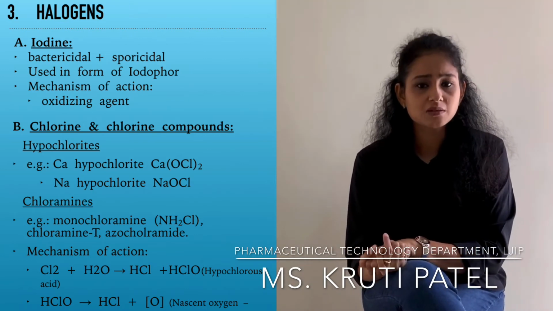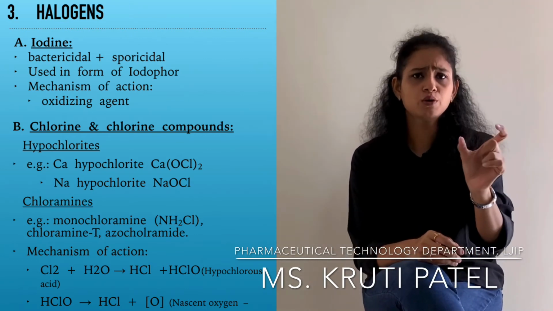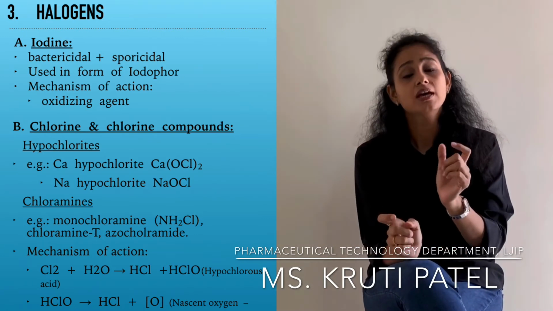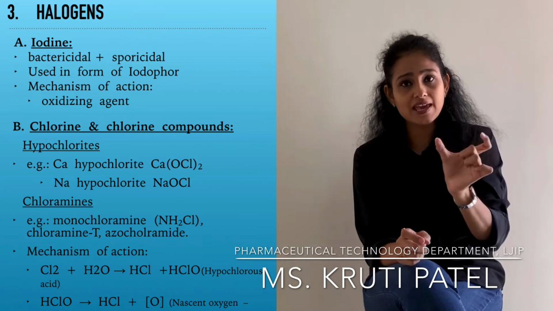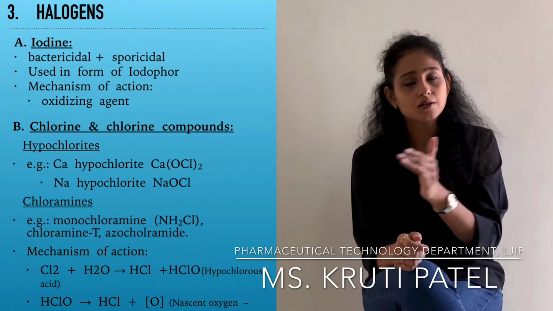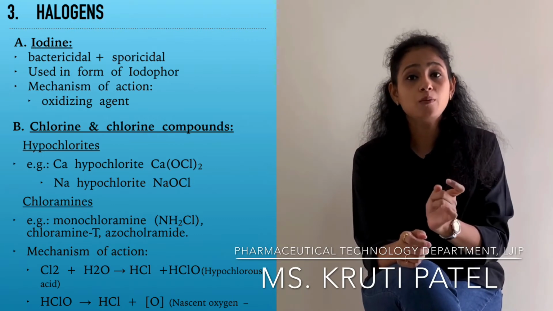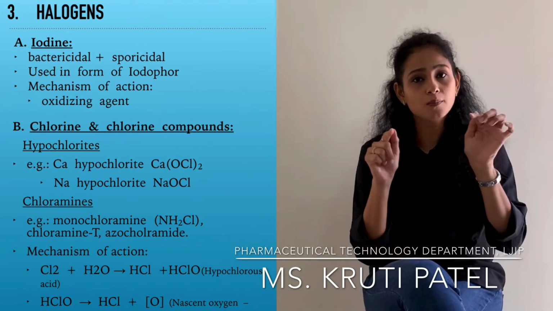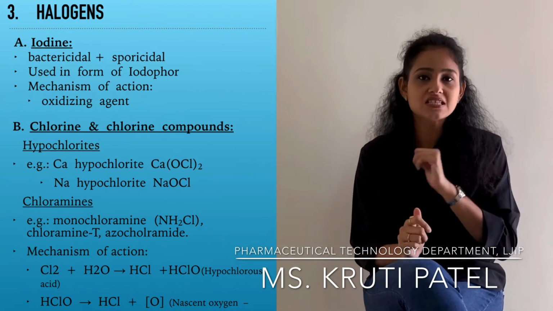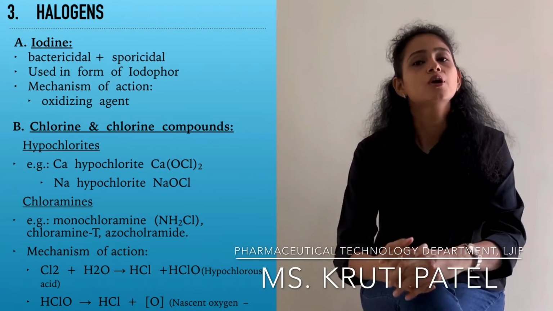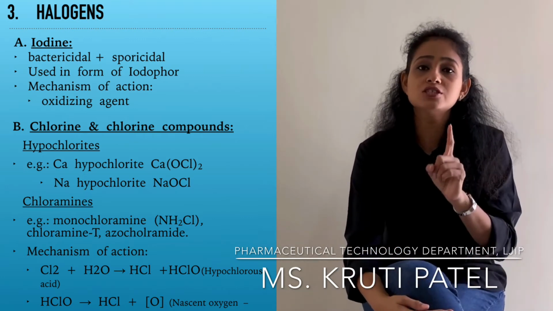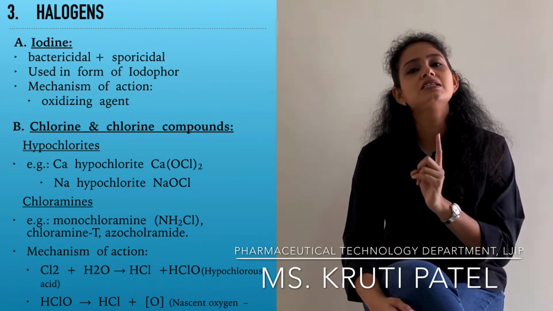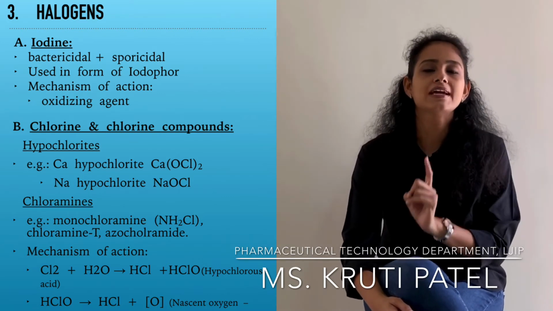If you look at the mechanism, what happens? The chlorine reacts with water and forms hypochlorous acid and HCl. Now this hypochlorous acid is again converted into ions and produces HCl plus O. Here I have written O in brackets. That O in brackets is known as nascent oxygen. You might have studied it before. Now this nascent oxygen is a very strong oxidizing agent. So again, what is the mechanism? It oxidizes the microbial cell and thus causes the death of the microorganism.